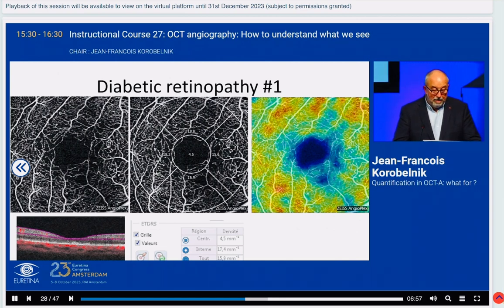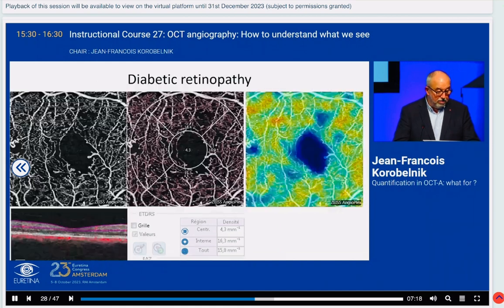Here, it's a diabetic retinopathy. You see that there are areas of poor perfusion. The numbers are decreased. There is more blue, which means it's poor perfusion in the color code used by the machine. But you see it on your left. You already see that there are less capillaries that are detected by the machine.